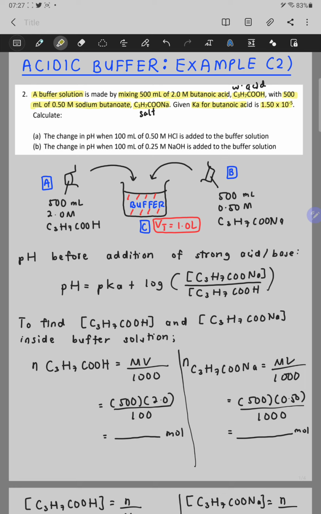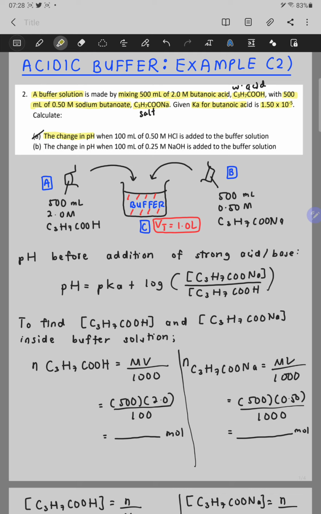So soalan yang pertama adalah kita kena cari the change in pH. Okay, apa maksud the change in pH? Change in pH ni maksudnya pH of buffer before addition of strong acid and strong base, dan pH of buffer selepas addition of strong acid ataupun strong base.